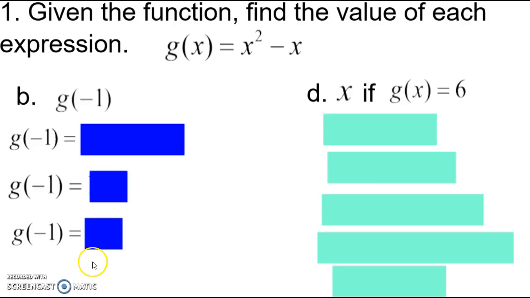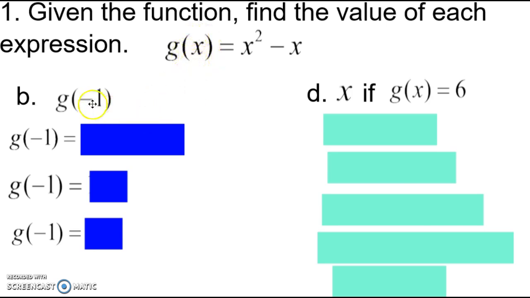In this problem, we're given a function and we want to find the value of each of the expressions. Our function is g of x is equal to x squared minus x. First problem is asking for g of negative 1. In our original expression, we are given g of x. Now we're asking to find g of negative 1.